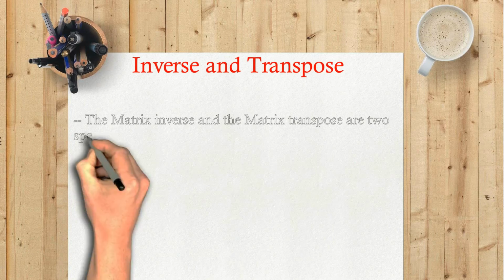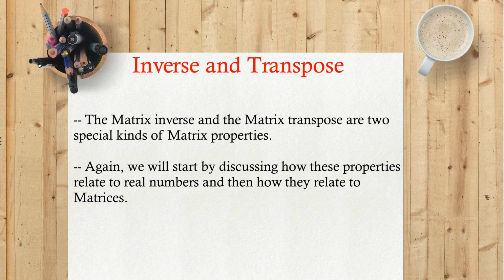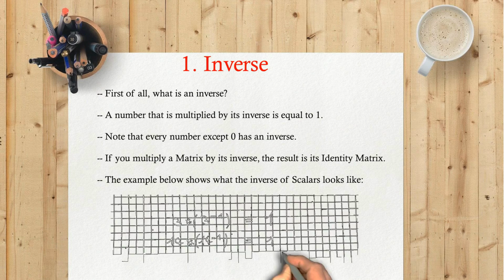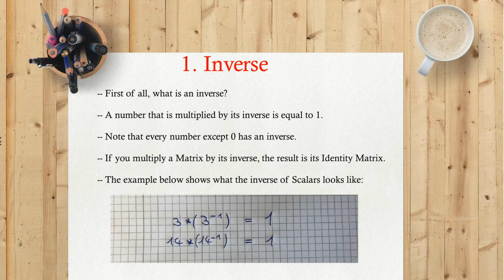Inverse and transpose. The matrix inverse and the matrix transpose are two special kinds of matrix properties. Again, we will start by discussing how these properties relate to real numbers, and then how they relate to matrices. 1. Inverse. First of all, what is an inverse? A number that is multiplied by its inverse is equal to 1. Note that every number except 0 has an inverse. If you multiply a matrix by its inverse, the result is its identity matrix. The example below shows what the inverse of scalars looks like.